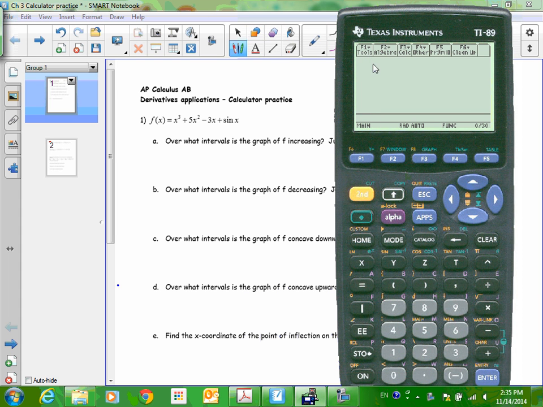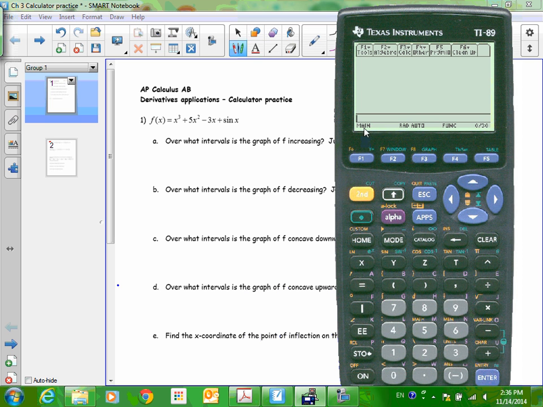Then I also want to make sure you clear your variables. Okay, you might have something stored in for X. We need to clear that out. So you're going to do second F1, and that's going to clear all your variables. So you're going to press enter. Yes, we want to do it, so enter again.